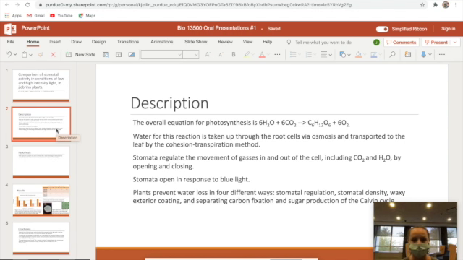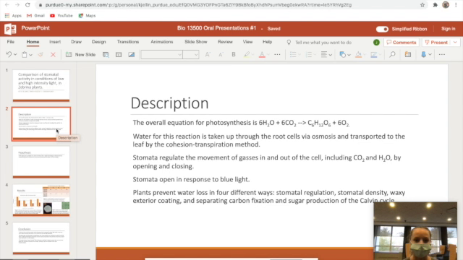It is taken up through the root cells via osmosis. So there is a high concentration of ions in the root cells, which causes a chemical gradient and a lower water potential in the cells, which draws in water. The water is then transported to the location of photosynthesis, which is the leaf, by the cohesion and transpiration method.